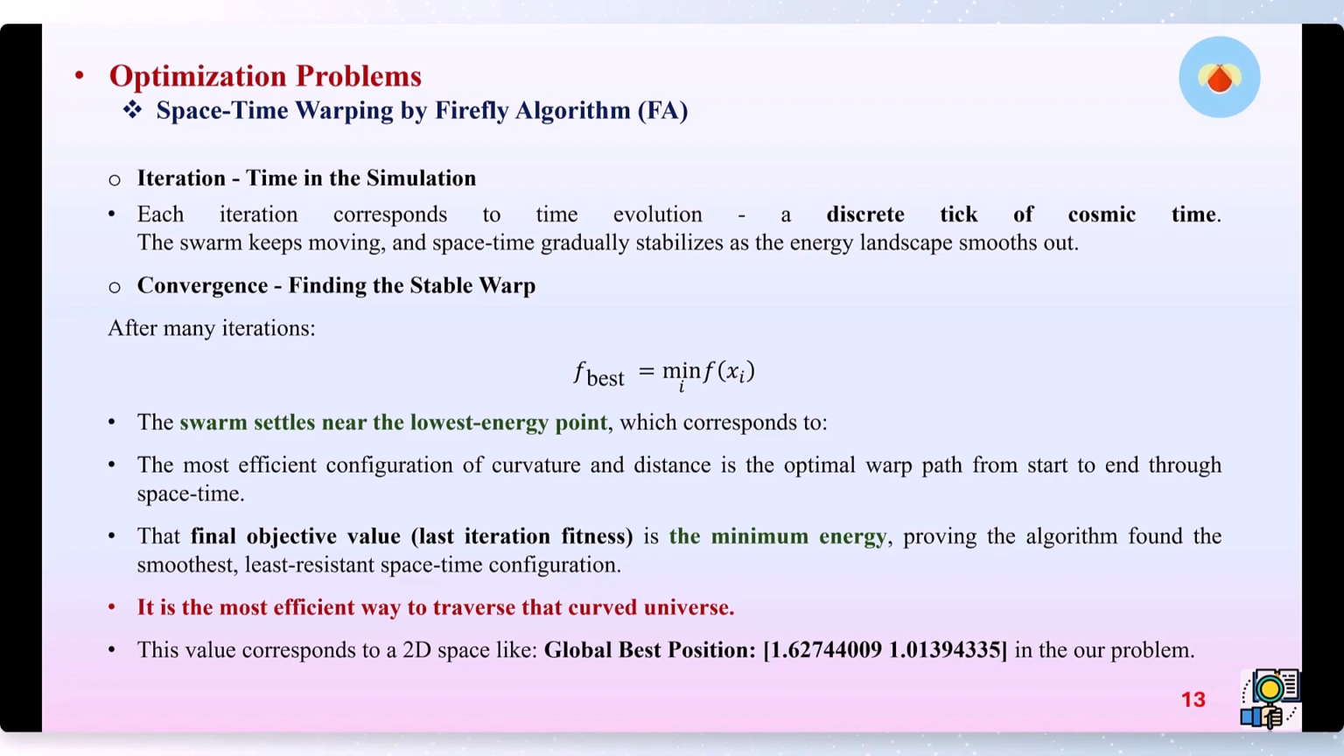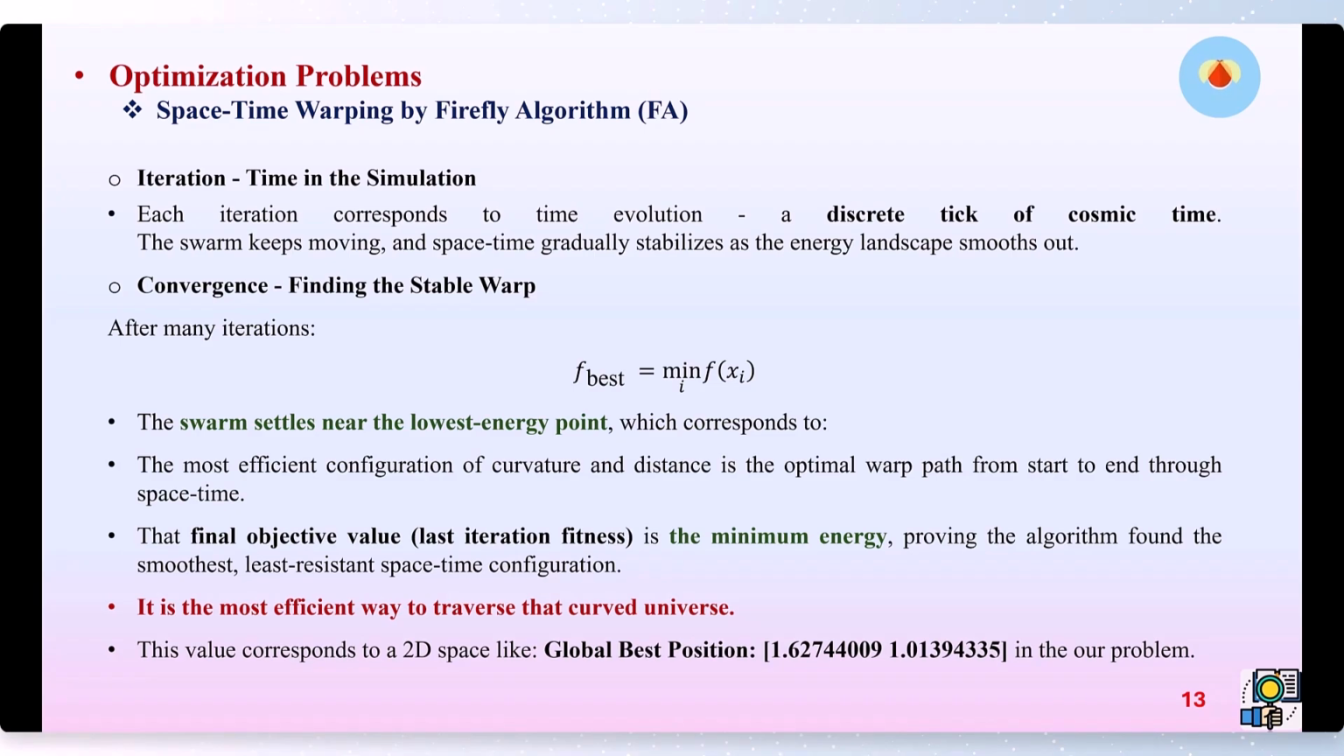After many iterations, we have the F-best, which is the minimization of our objective function. The swarm settles near the lowest energy point, which corresponds to the most efficient configuration of curvature and distance, which is the optimal warp path from the start to the end throughout spacetime. The final objective value, the last iteration fitness, is the minimum energy, meaning the algorithm found the smoothest, least resistance spacetime configuration. It is the most efficient way to traverse the curved universe.